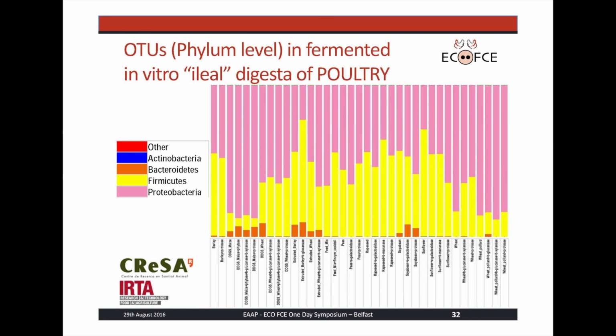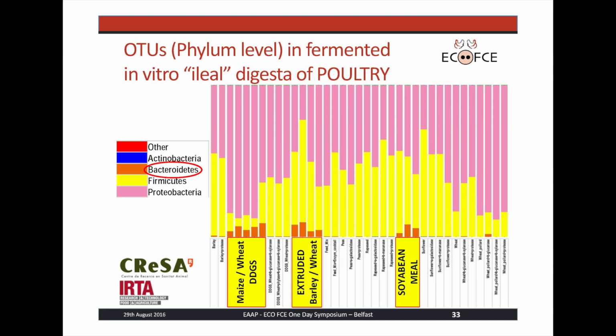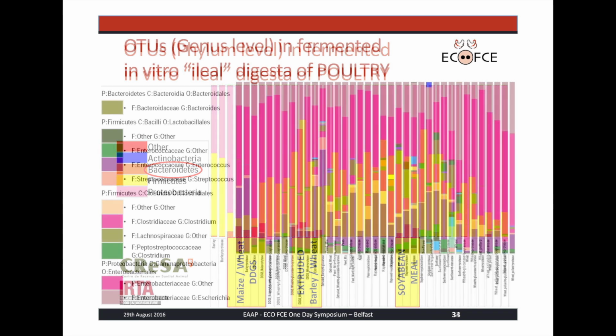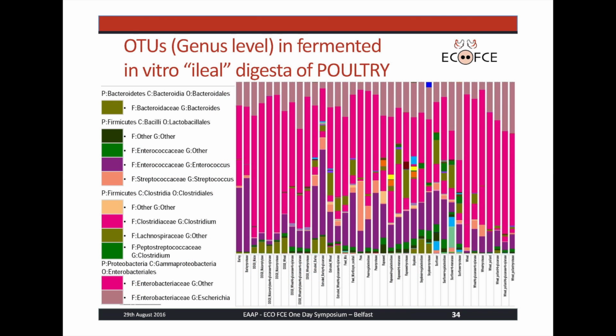This is for the poultry. In the poultry, here at the phylum level, what we see is there are mainly firmicutes, and also there's quite a lot of proteobacteria across all treatments, but also here there seems to be a bacteroidetes increase for the DDGS treatments, both for maize and wheat, also for extruded wheat and barley, not for the raw, but for the extruded, and for soybean meal also there seems to be a particular increase for this group of bacteria.